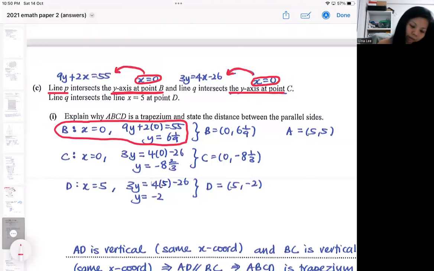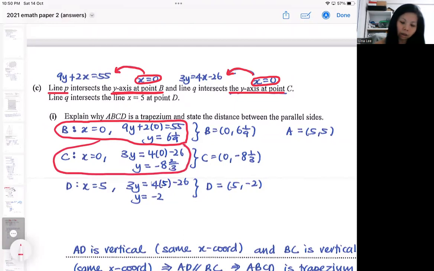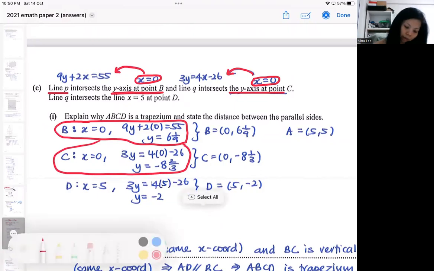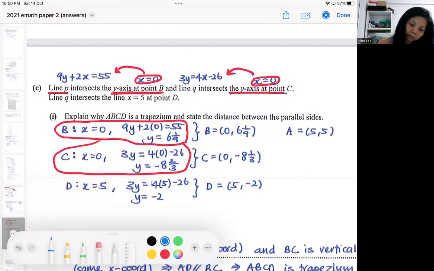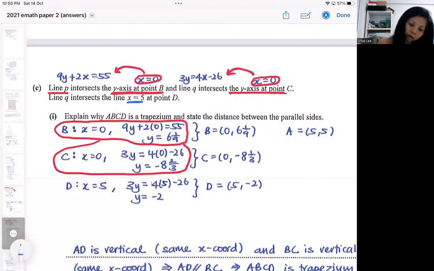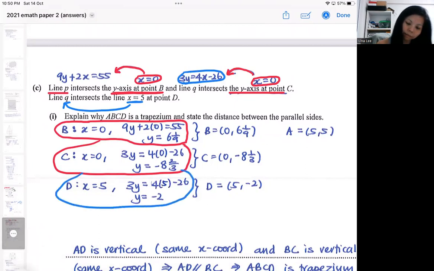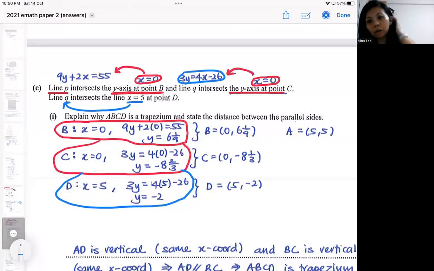So I'm going to do the same thing, get the coordinate of C. Then later on, I also need to get the coordinate of D. So you put this into the equation of line Q. If I do it this way, I can get all the coordinates. And I'm already given the coordinate of A. So essentially, you need to find the 3 coordinates first. Then don't forget you are given the coordinate of A.